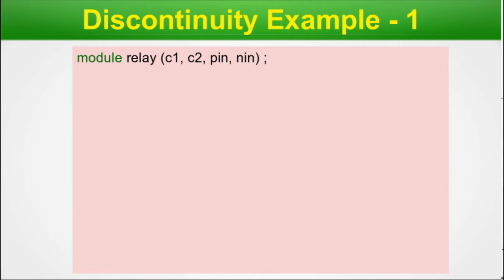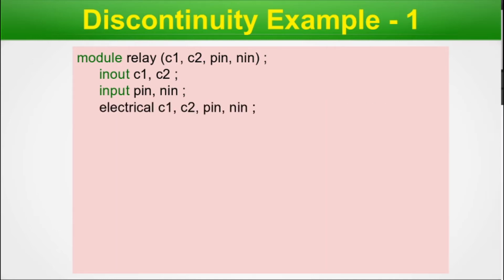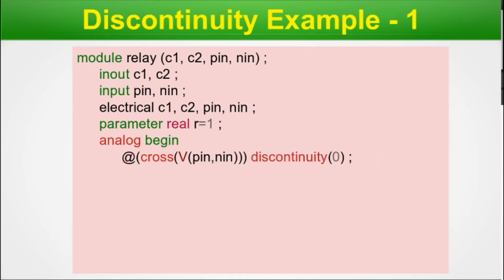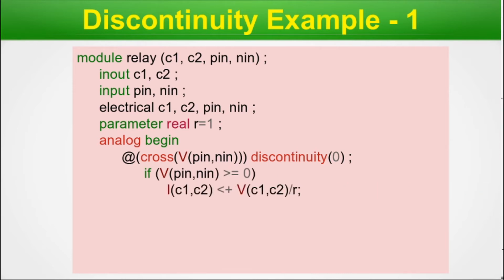We write here the module name, and we define all those inputs. So inout is C1 C2, input is PIN NIN, okay, and we define 4 ports as electrical in nature. We define a real parameter with 1 value, and we start our analog block, and we write here cross with the cross event, we write here the discontinuity 0, and then we put the conditional block here, okay, and we close our analog block.